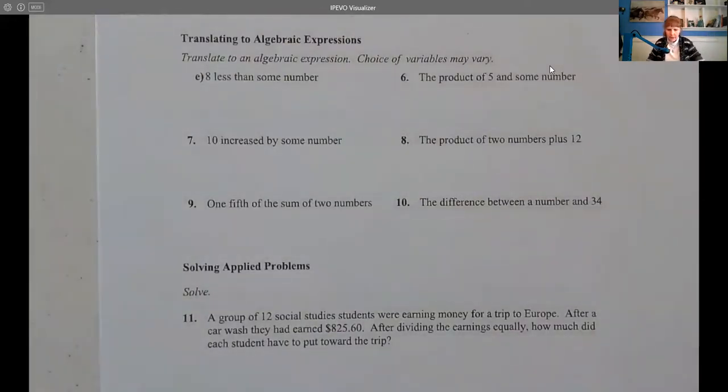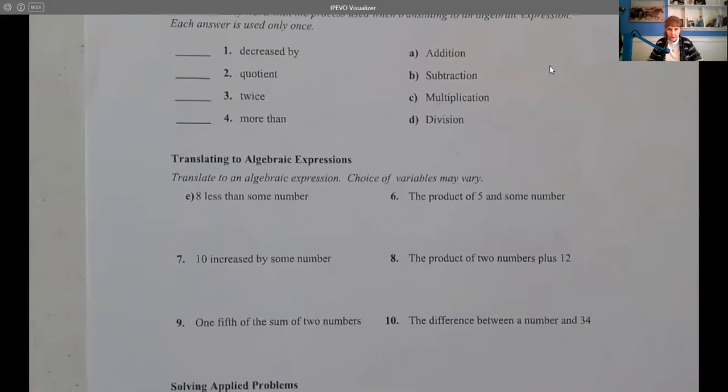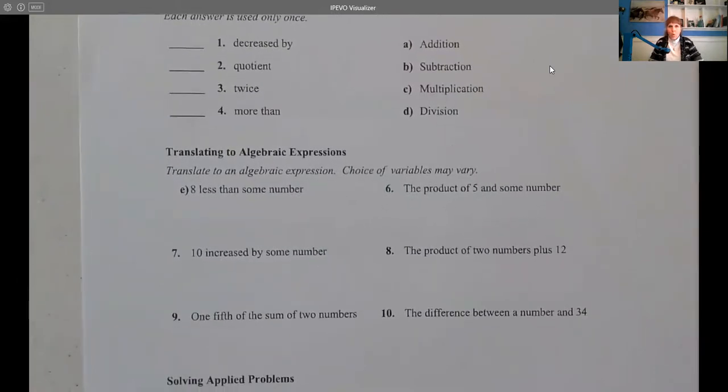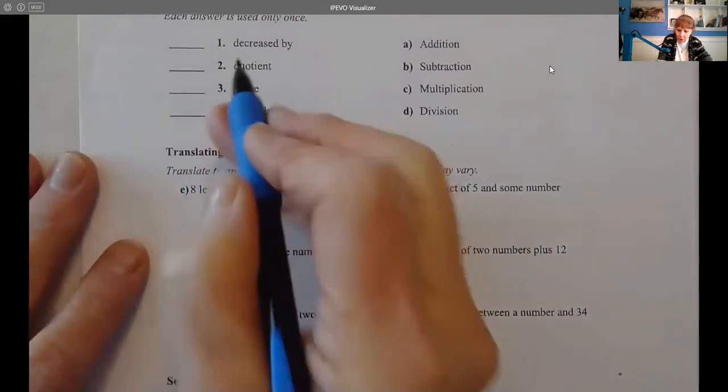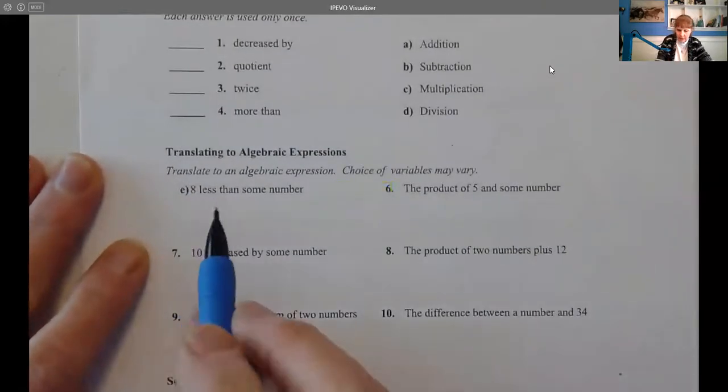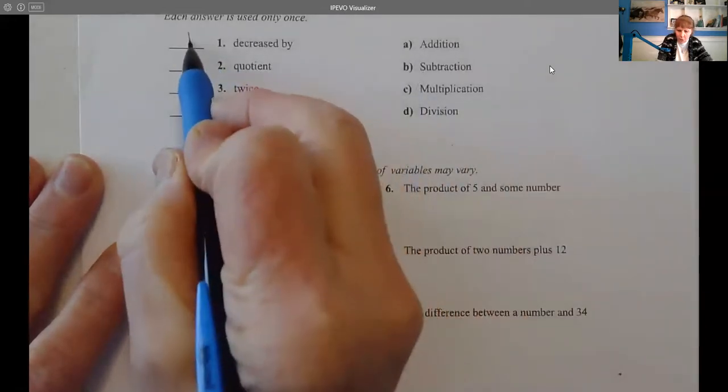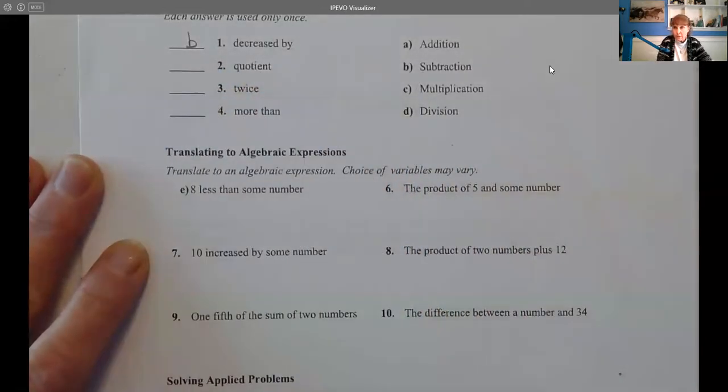Well, here, I don't normally do this top part, but let's try it. Decreased by. If it said a number is decreased by 10, what would you do? Would you add, subtract, multiply, or divide? Well, if you decrease something, you're subtracting. So when you see this word, we will put in a subtraction symbol. If you see that word, you'll put a subtraction symbol in.